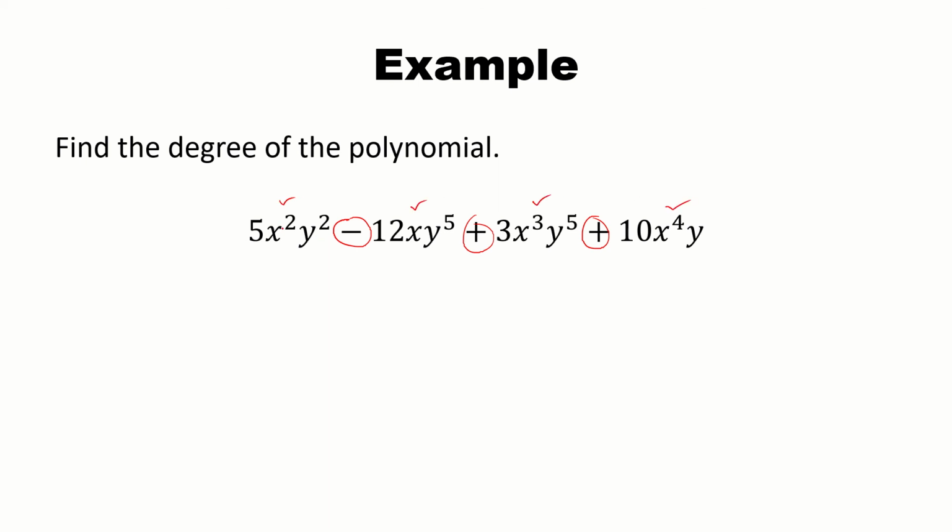First term, the exponents of x and y, that's 2 and 2. 2 plus 2 is 4. Here, that's 1 plus 5, so 6. Third term, 3 plus 5, 8. Last term, 4 plus 1, 5. So which one is the highest? That's 8. So the degree is 8.